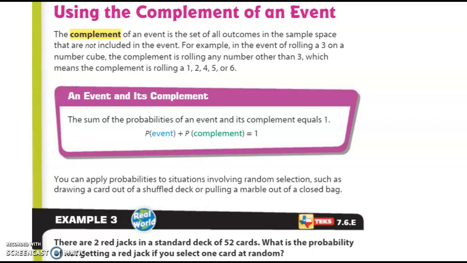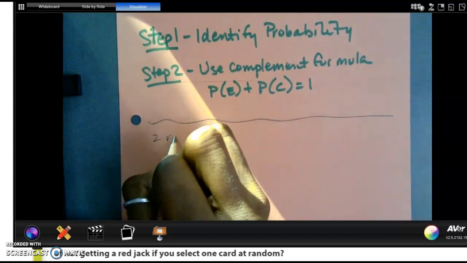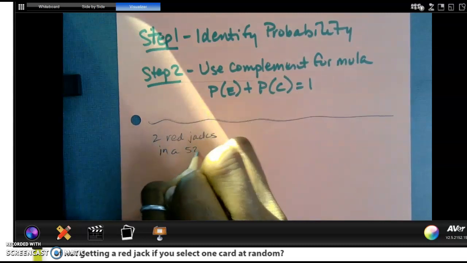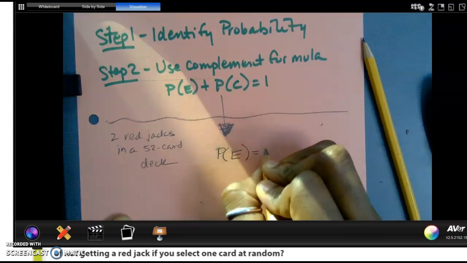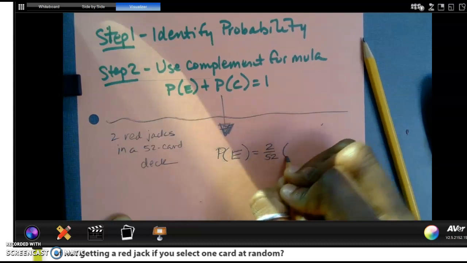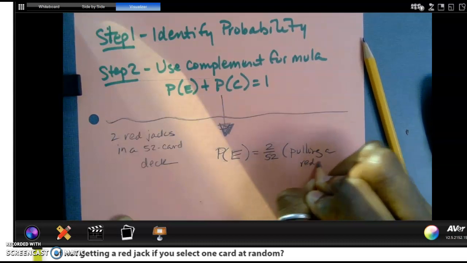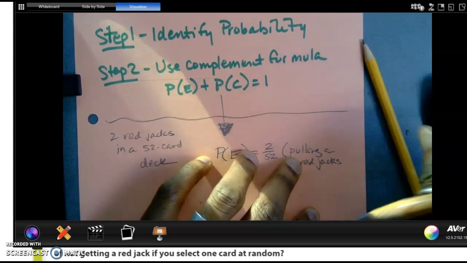So let's think about the problem we had a moment ago. There are 2 red jacks in a deck of cards. I want to write down the things that I know, which always helps. And then, what is the probability of not getting a red jack? Flipping back to my work, I know that there are 2 red jacks in a 52 card deck. So I'm going to assign a probability of 2 out of 52 to pulling a red jack.